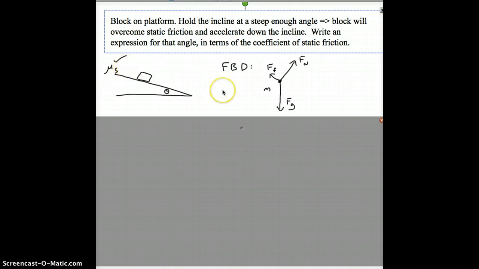Here's a free body diagram of what's going on. Gravity acts down. There's a normal force that acts normal to the platform, normal to the incline, and there's a friction force that acts up the incline. Static friction always acts opposite the direction that an object would get a velocity if there were no friction. If there were no friction, the object would just accelerate down the incline. So it's a force of friction up the incline that prevents that from happening.